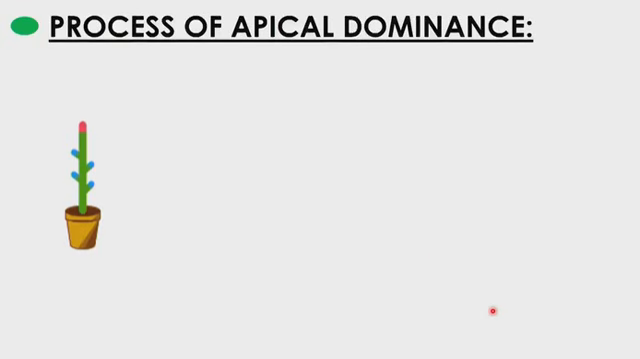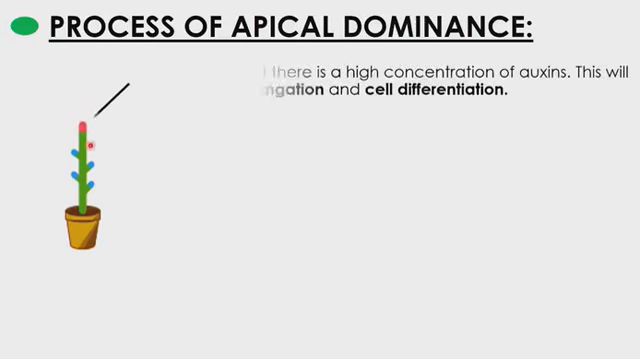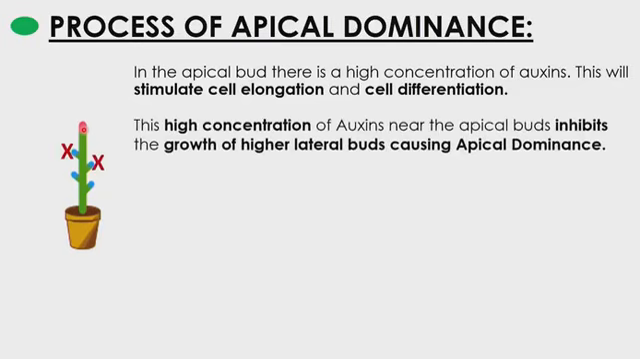Right, so the process of apical dominance, we're going to run through this step by step. The red in this image here at the top represents the site of auxin production. And then as we've already established, the auxins will allow for cell elongation to take place. It will be stimulated for cell elongation and cell differentiation, which means that the cells will develop into a particular cell type. So when we have a high concentration of auxins, it will inhibit these lateral branches from developing.